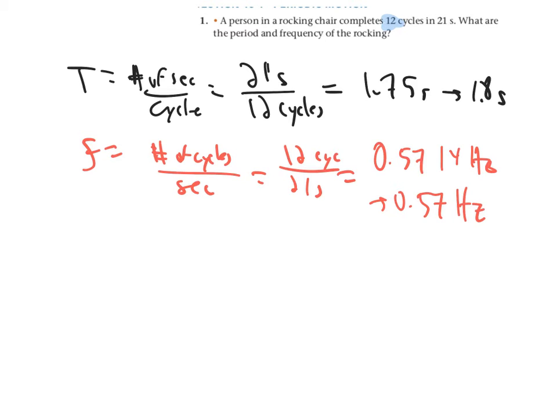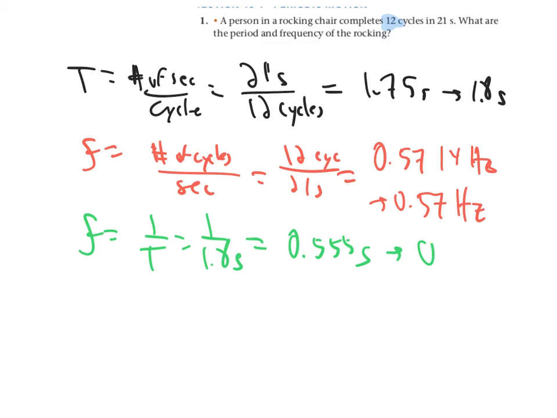Or, alternatively, I can say that the frequency is 1 over the period, so it's 1 over 1.8 seconds, which is 0.555 seconds, or 0.456 hertz. And you might be a little upset because they don't agree. But really, I probably should have kept the extra sig fig before doing the division.